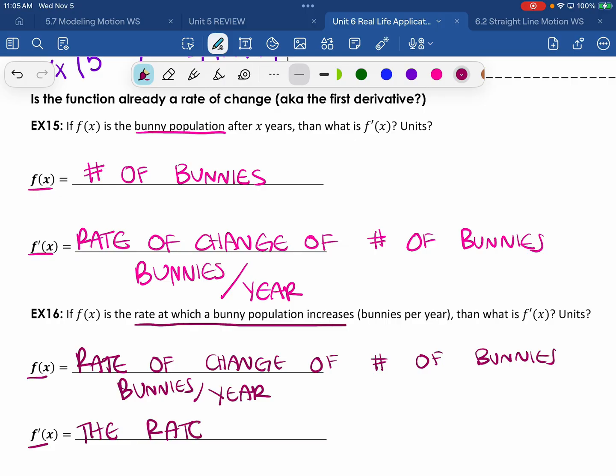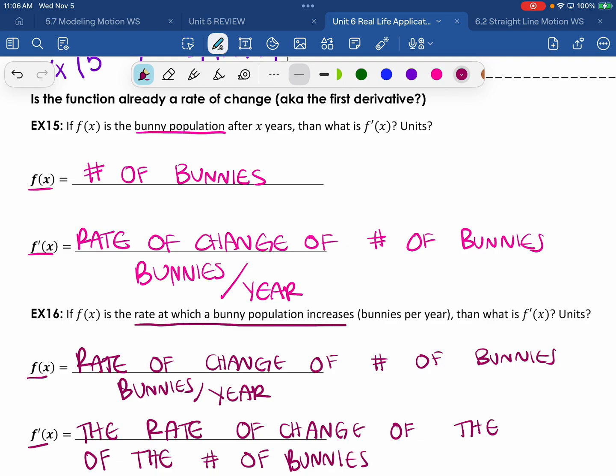the rate of change of the rate of the number of bunnies.